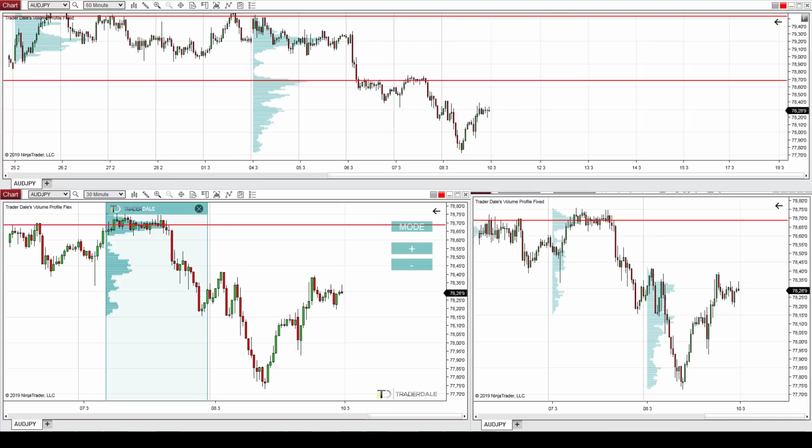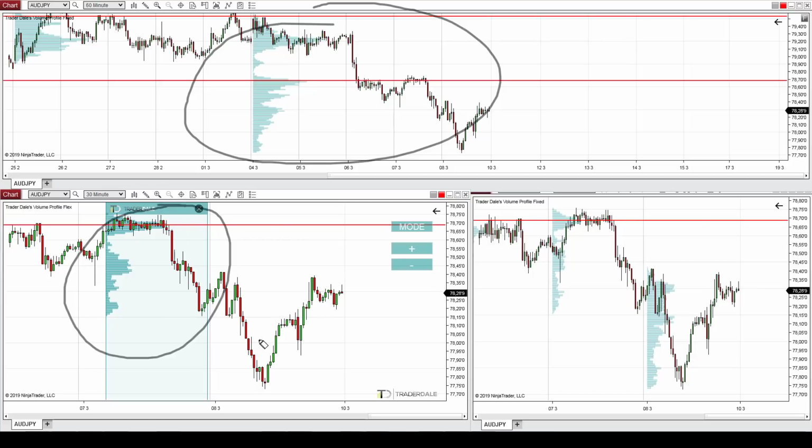Let's start with intraday trading ideas, and let's start with Australian dollar, Japanese yen. All those charts are Australian dollar, Japanese yen. This chart shows weekly profiles, this one is flexible profile, and this one is daily profiles.